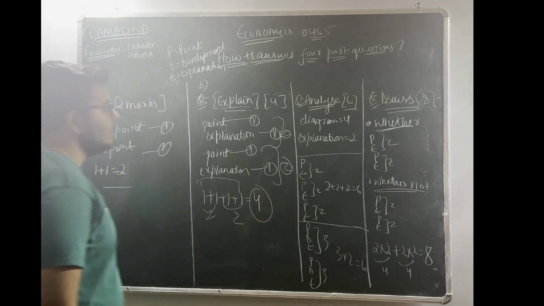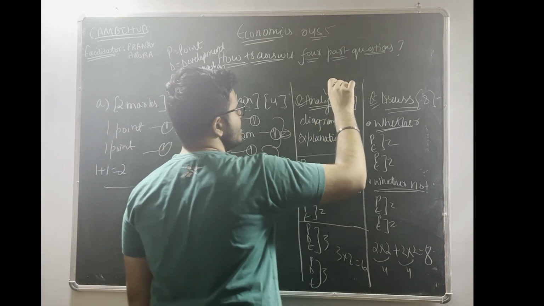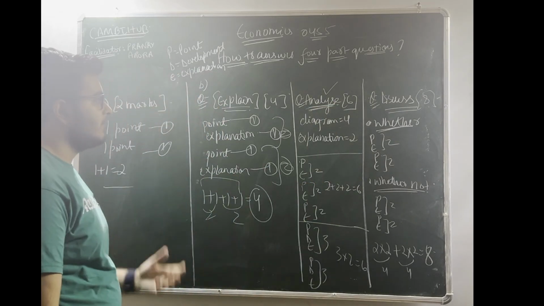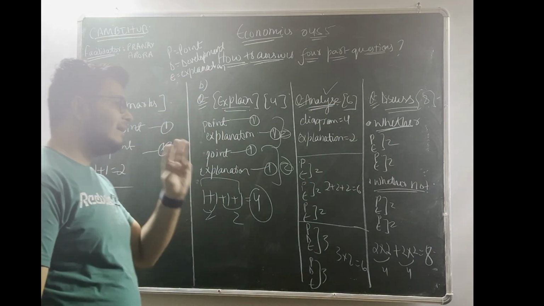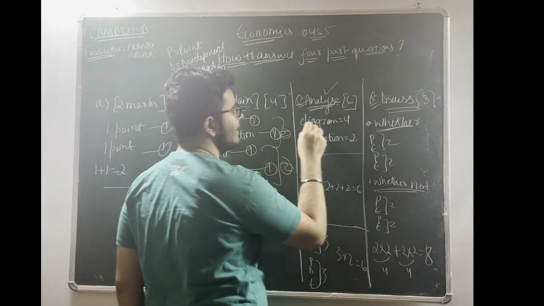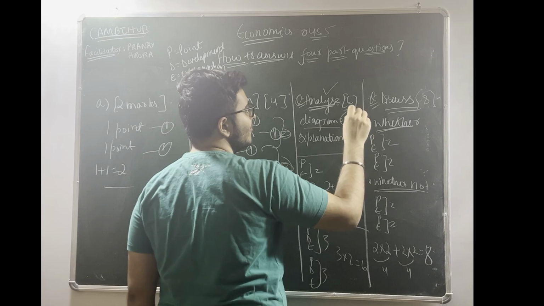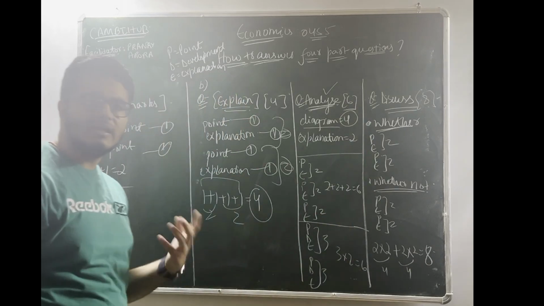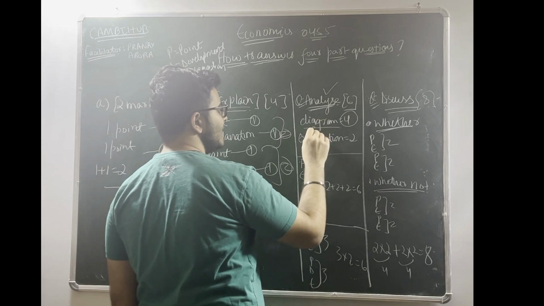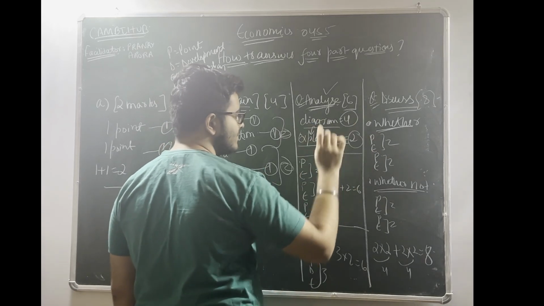Then for 6-marker questions, which are analysis questions, whenever you see the term analyze, it is a 6-marker question, right? Now there are 3 ways of answering it. Number 1, if the question asks you to create a diagram, the diagram is always of 4 marks. If you have labeled the diagram correctly and everything is there in the diagram, it is of 4 marks. And the diagram's explanation is of 2 marks.